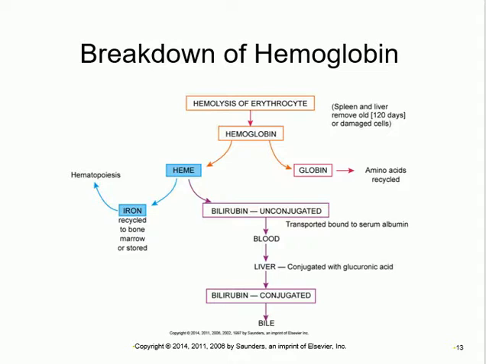This bilirubin will go to the blood, then to the liver, and the liver is going to do something called conjugation. It's going to add something to it to make it soluble in the blood, basically. And then it will be secreted in the bile and you lose it in the stool. But part of it is going to be recycled.